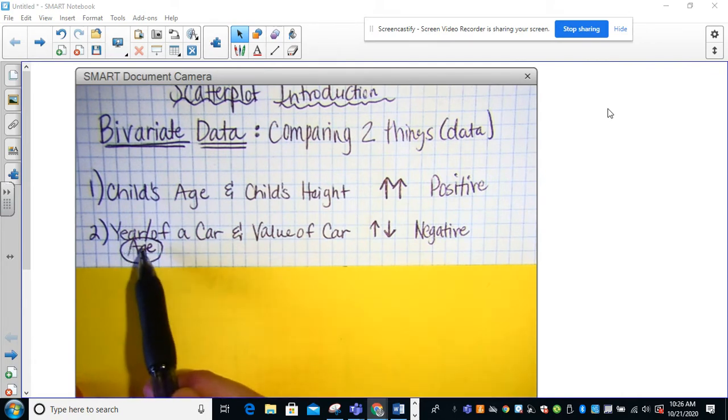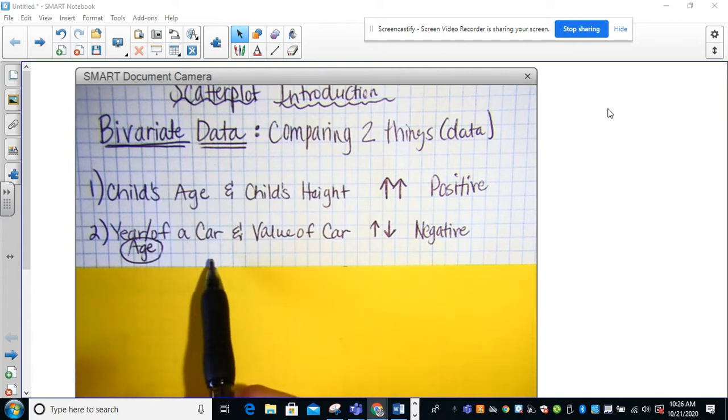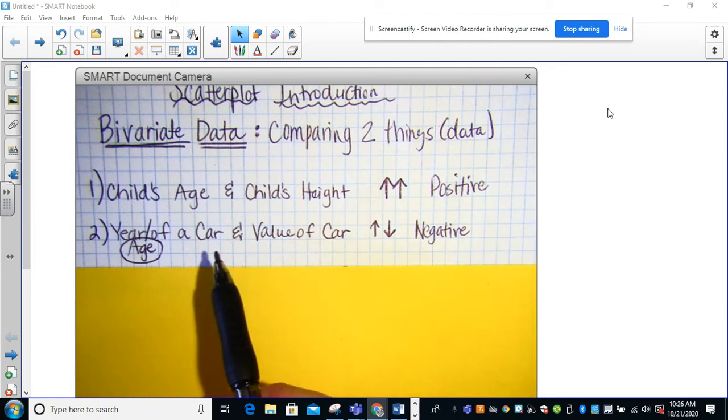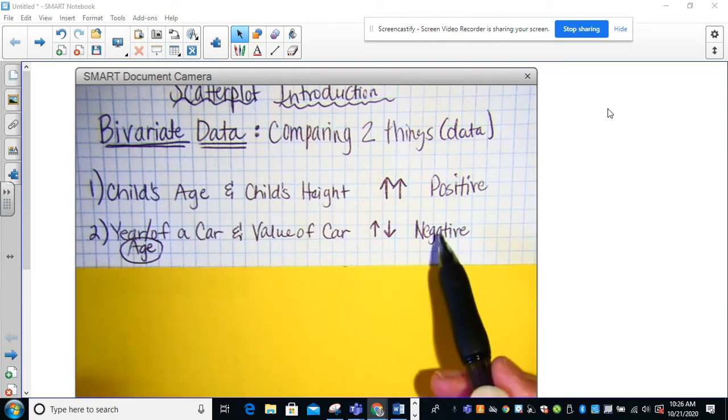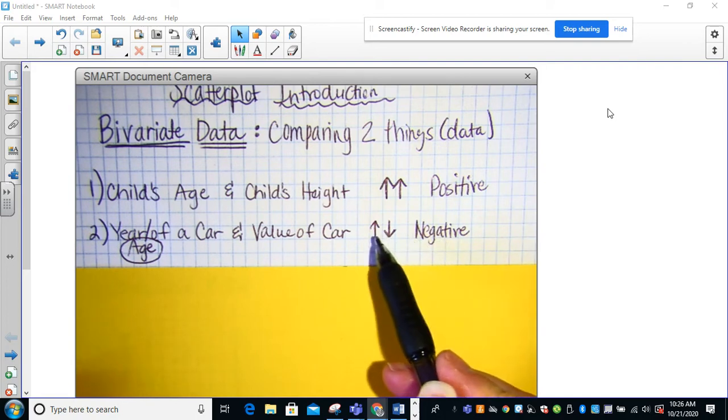Again, the age. Let's say you bought a car for $30,000. After it's a year old, it's probably going to be worth about $25,000. Again, it's not necessarily going to be specifically linear and go down so many thousands every year, but overall, as this goes up, this goes down.